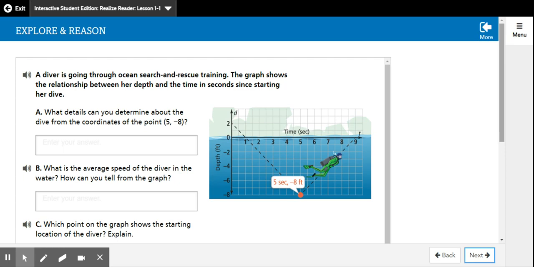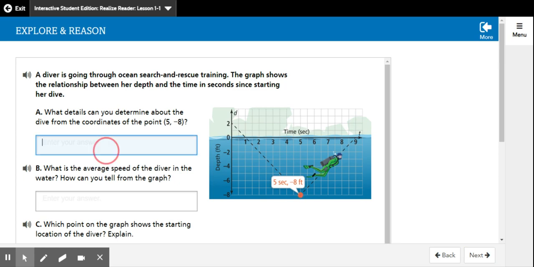So it says a diver is going through ocean search and rescue training. The graph shows a relationship between her depth and the time in seconds since starting her dive. So what details can you determine about the dive from the coordinates of the point 5, -8? So that point right there. Well, at that point, if time is your x, it's been 5 seconds. And if depth is your y value, then she's 8 feet below the water.